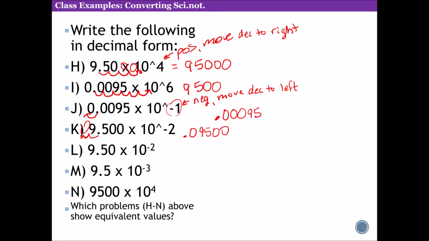0.09500. These are all significant figures, so you have to keep them in your answer. All right, L, 1, 2, 0.0950. These are your significant digits. Keep them in your answer. And you don't have to put boxes around them. I just wanted to show you.